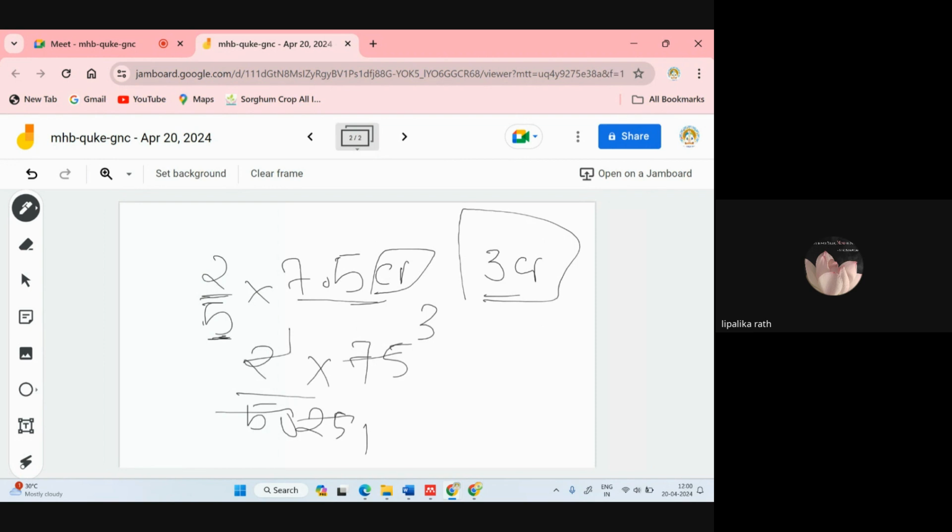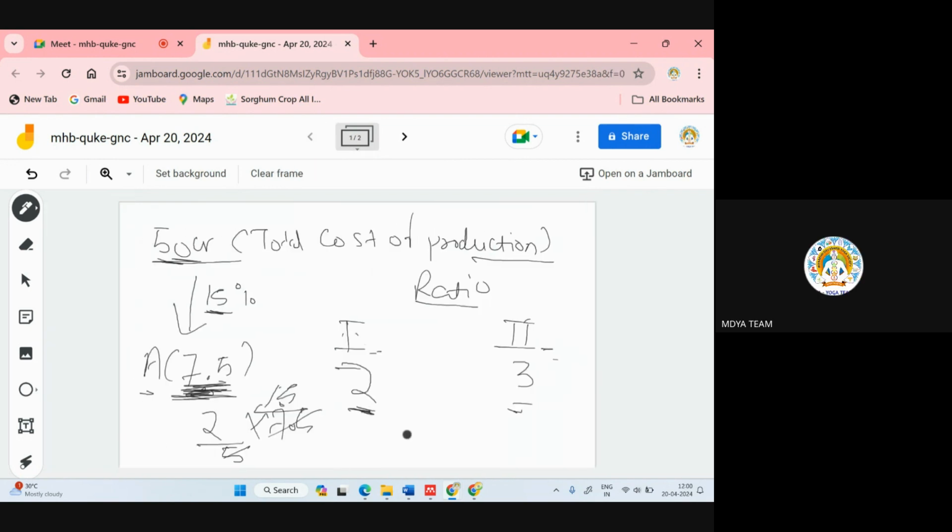Yes, sir. Okay, very good. Now 3 crore is the production cost of item 1 of company A. You all understood this now. The production cost of item 2 will be, we can just subtract this 3 crore from 7.5 crore, or we can calculate it by the ratio method also. So how much will it be? It will be 4.5 crore, very good.